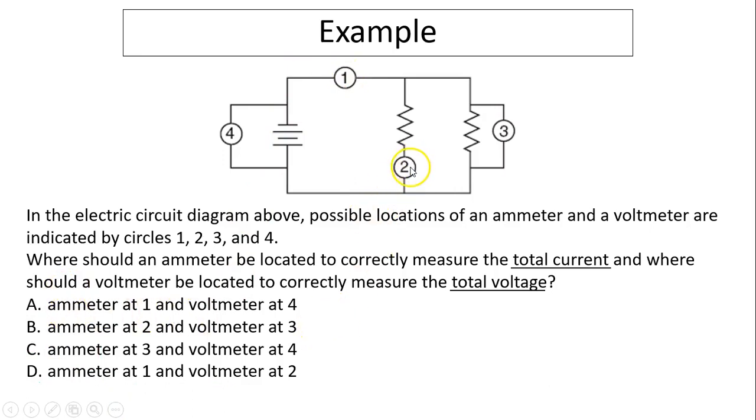Let's see, 2 is an ammeter because it's inside your circuit, connected in series to the elements you want to measure. It would only measure the current going through this resistor. Number 3 is outside your circuit, or parallel to your elements. So this number 3 has to be a voltmeter, and it measures the voltage across this resistor.